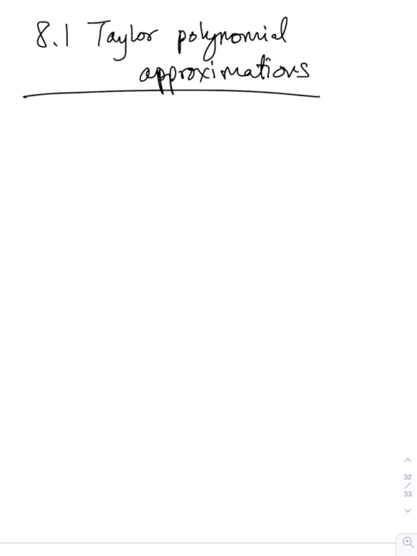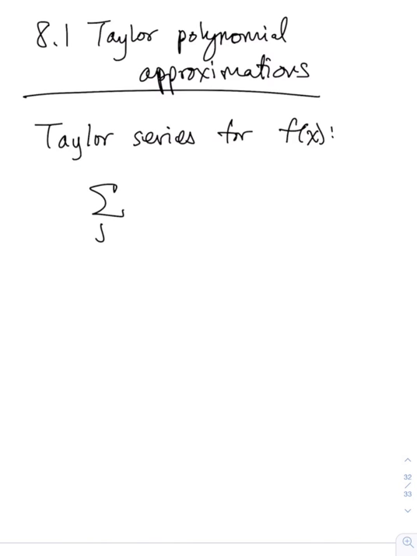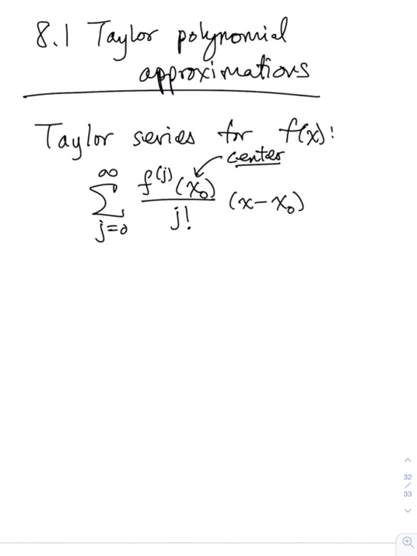So let's look at some stuff that will remind you of a few things. First of all, the Taylor series for a function f of x is the following. It's the sum as j goes from 0 to infinity of the jth derivative of f, and remember the 0th derivative is just the function itself, evaluated at x0. This number x0 is called the center of the Taylor series. Take that, divide it by j factorial, and multiply by x minus x0 to the j.